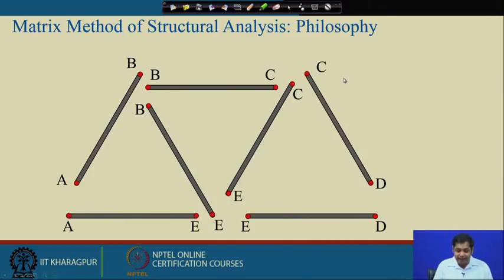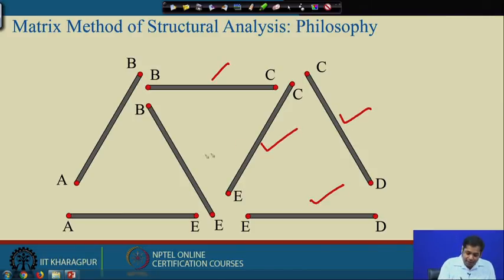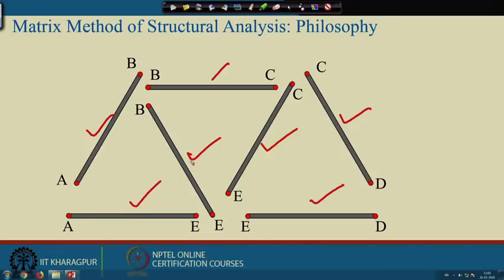We break the entire thing into small problems. You see small problems, and then you write equations for every element, and then write conditions which tell you how these elements are connected with each other, how these elements are related to each other. That step is called assembling. So, we assemble the information from each sub problem to get the information about the entire system.